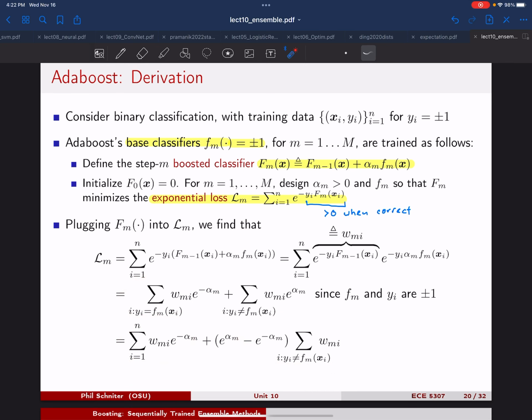Okay, and the reason we're doing this is we have now separated the alphas, which appear here, from the classifier f, which appears here. And so this is going to be useful for design. Actually, we have an alpha over here too, but the key point is that our f's are only in this term. So when we design f, we can focus on this term alone. Okay, is everybody okay so far?